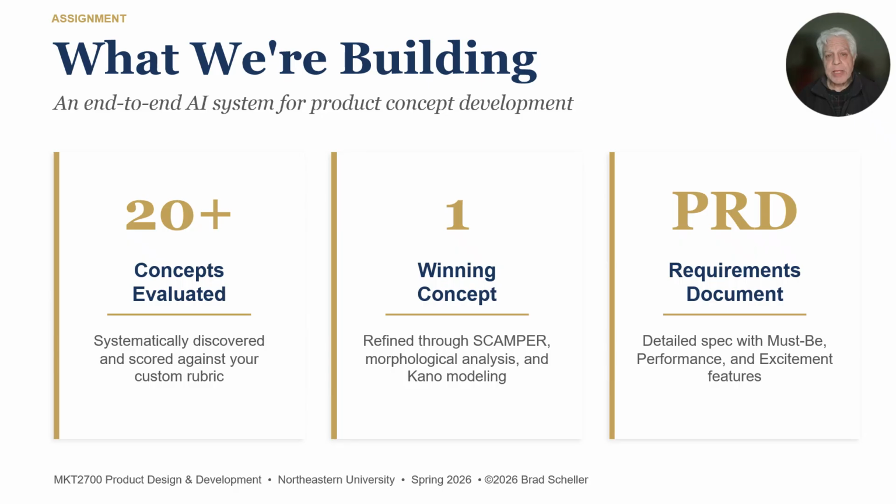in the industry. Second, you're going to take one winning concept that you have, and you're going to run it through SCAMPER and morphological analysis and Kano modeling to basically be prepared with valid information for why you made the choices you did in terms of the concept you picked.